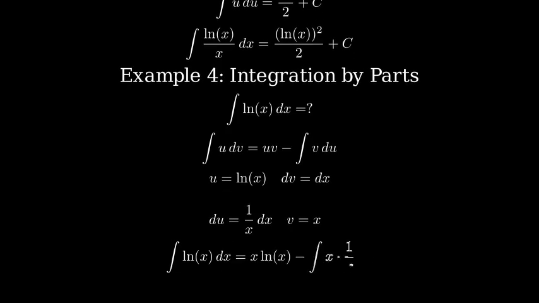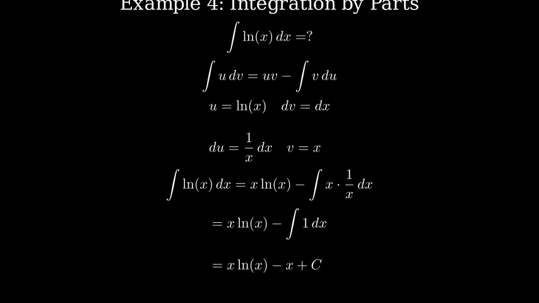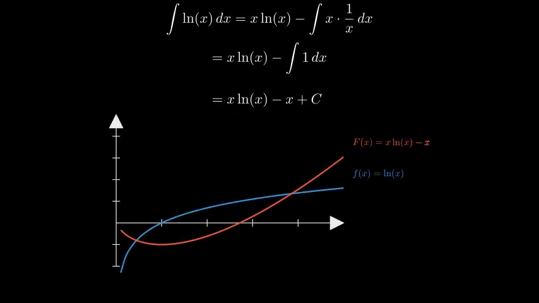Applying the formula, we get natural logarithm of x times x minus the integral of x times 1 over x dx. This simplifies to x times natural logarithm of x minus the integral of 1 dx, which is x times natural logarithm of x minus x plus c. Let's visualize this result to gain intuition.